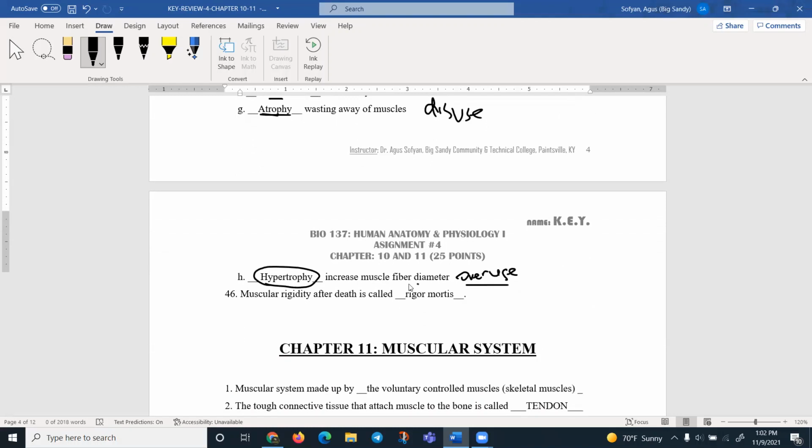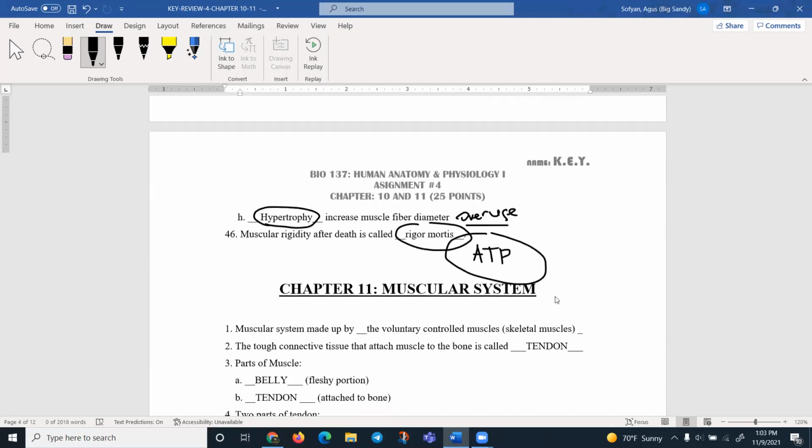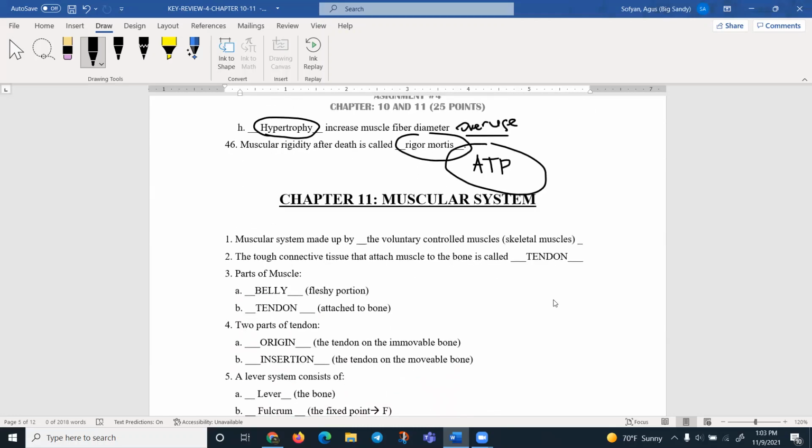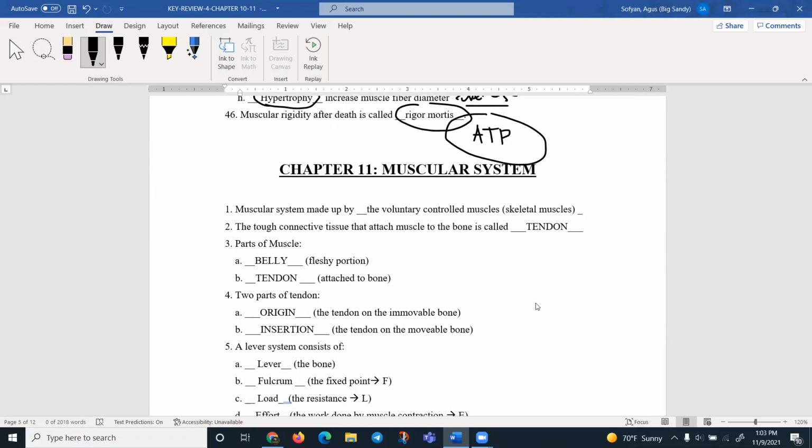And rigor mortis, I mentioned before, happens when somebody dies while their muscles are in the contraction mode. Then the muscle keeps contracting for 24 or 48 hours. This is due to the limited amount of ATP produced when somebody passes away.